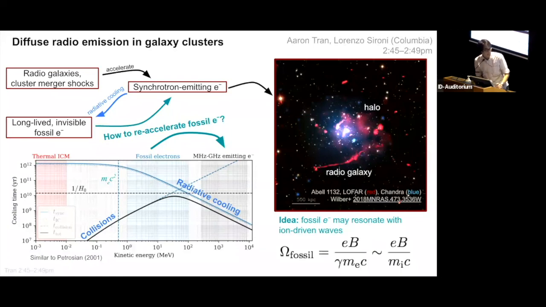One idea is that because these electrons are in a sweet spot where the cooling is a function of their energy, one, they can sit around for of order a Hubble time, and two, because they have a gamma factor of order tens to hundreds, they might be in the right regime to gyro-resonate with waves driven by thermal ions.